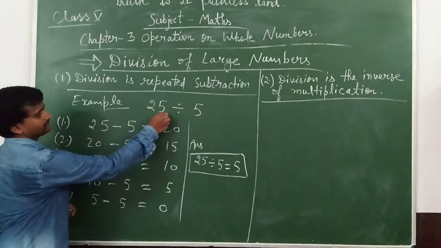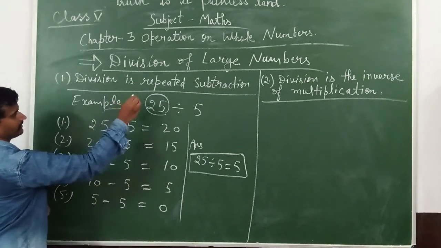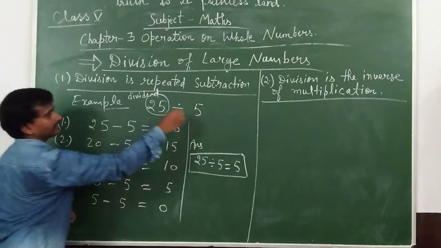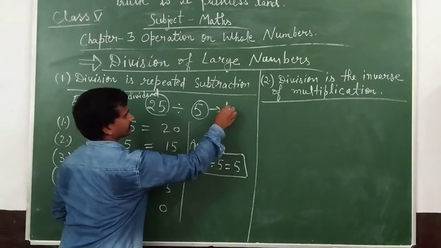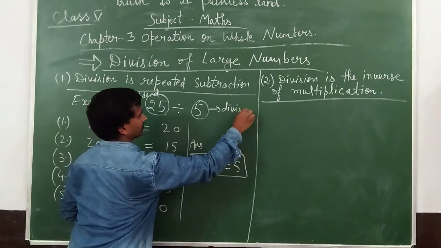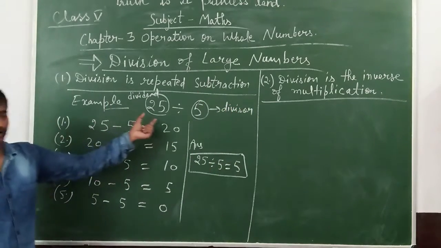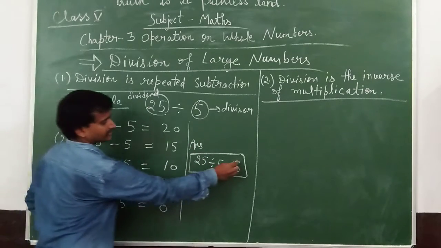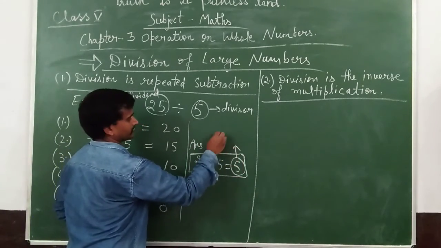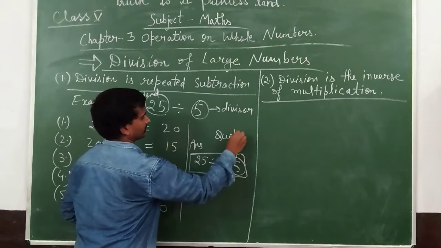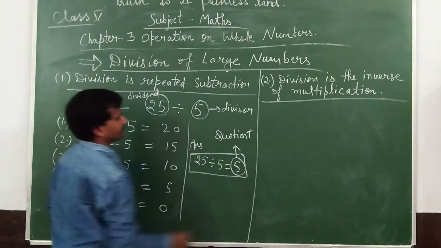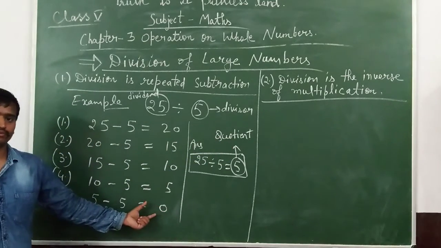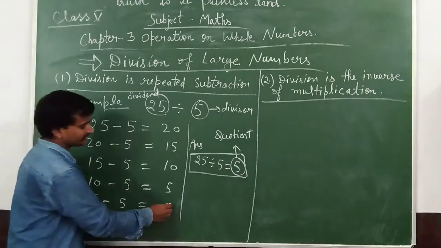This is the dividend, this is the divisor. How many times? 5 times. Answer. That means this is the quotient. And the remainder is 0. Finally the remainder comes 0. So this is the remainder.